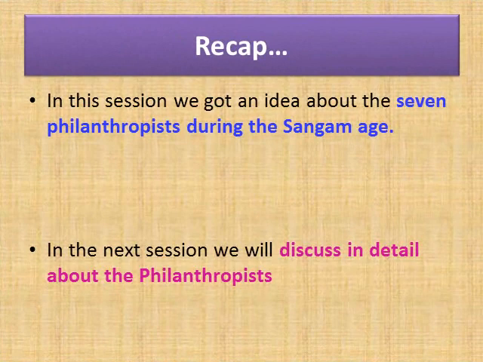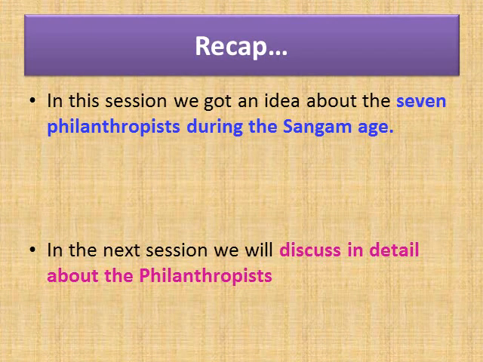So before we wind up, children, let us have a recap of what we learned in this session. We learned about who is a philanthropist. It is a person who gives generously to help other people. And there are 7 philanthropists during the Sangam age who ruled the hilly areas. They were Pagan, Pari, Nedumudikari, Ai, Adiyamman, Nalli and Valvil Ori.